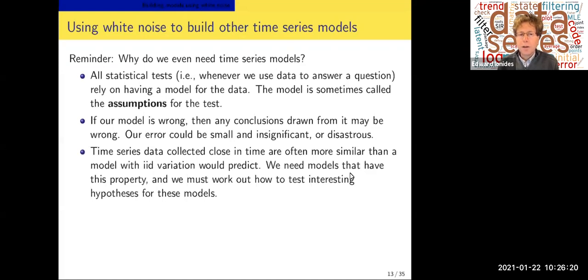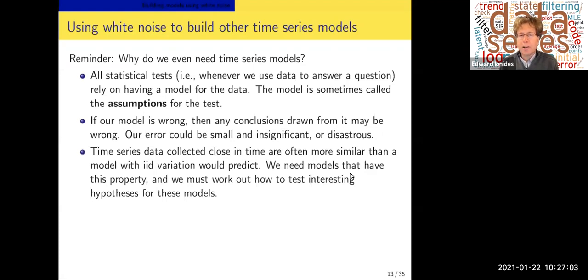One goal here is that we want to make statistical tests, and statistical tests, whenever we use data to answer a statistical question, rely on having a model for the data. And the model is sometimes called the assumptions for the test, but those are really equivalent things. If our model's wrong, then any conclusions drawn from it may be wrong. And that's something that we saw in the context of linear regression. Maybe your estimates are okay, maybe your uncertainty estimates are wrong. Our error could be small and insignificant. It could be disastrous. That's something we want to investigate.